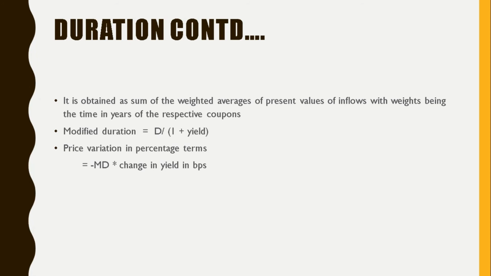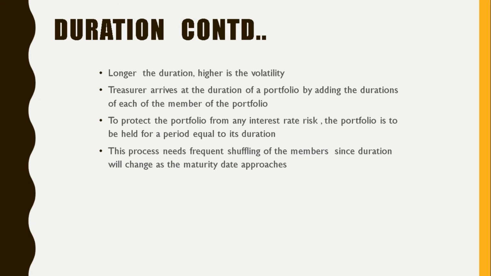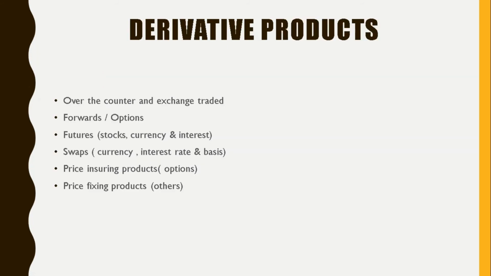Modified duration is duration divided by 1 plus yield. Price variation in percentage terms: the longer the duration, the higher is the volatility. Treasurer arrives at the duration of portfolio by adding the durations of each of the members of the portfolio. To protect the portfolio from any interest rate risk, the portfolio is to be held for a period equal to its duration. This process needs frequent shuffling of the members since duration will change as the maturity date approaches.